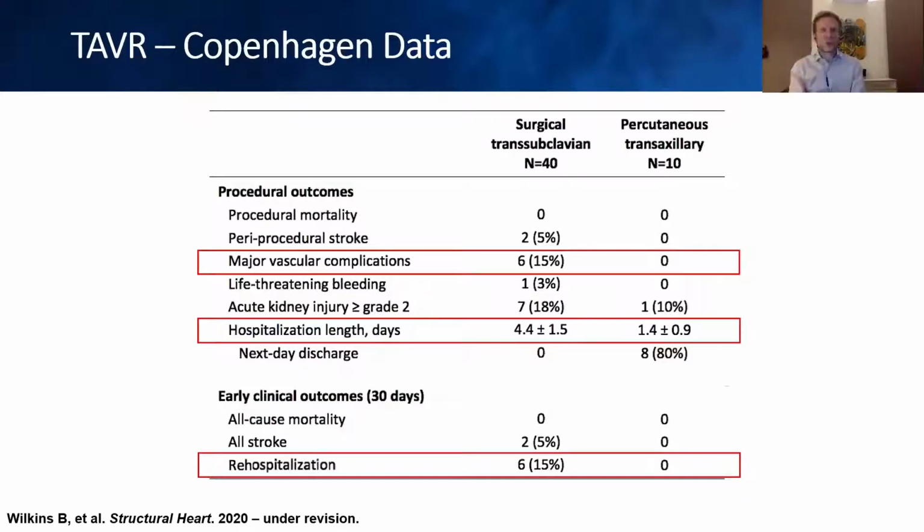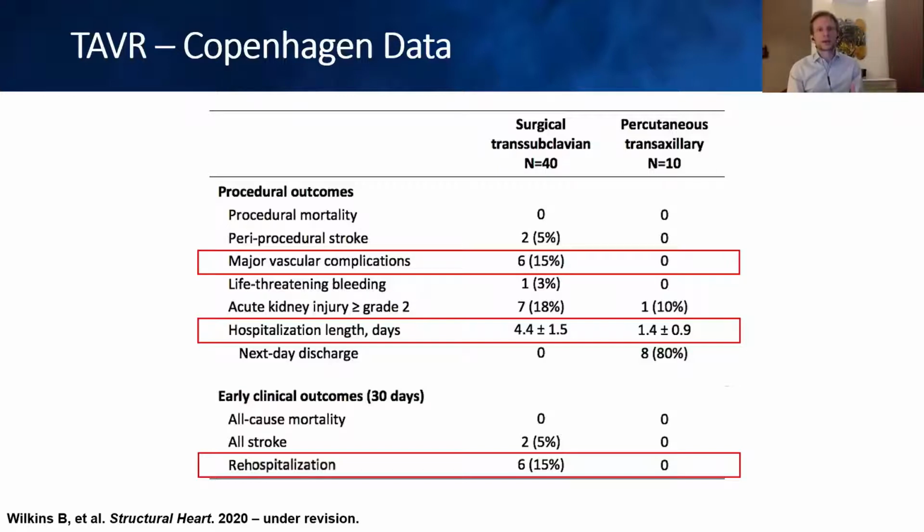We also did a small comparison, a few months ago, where we compared our first 10 percutaneous transaxillary cases with the last 40 surgically assisted transsubclavian cases. Despite these being the first 10 percutaneous transaxillary cases in our center, the complication rate was actually much lower using this percutaneous approach compared to the surgical approach. There were fewer major vascular complications. 6 out of 40 surgically assisted cases ended up with a major vascular complication. 2 of them had a major bleeding which needed covered stent placement and even blood transfusion.